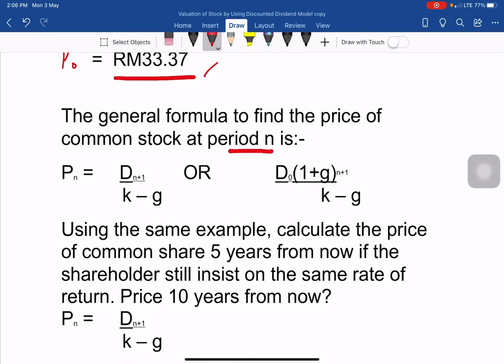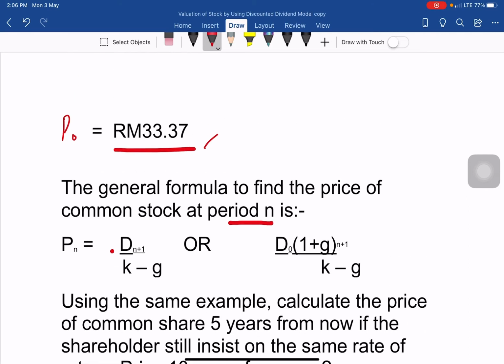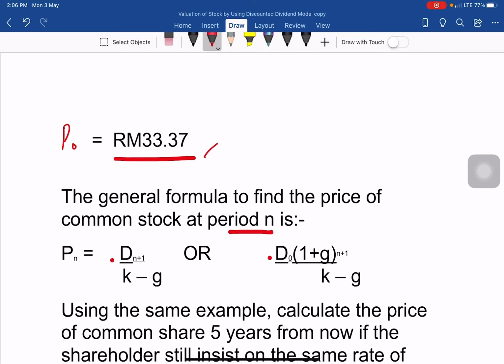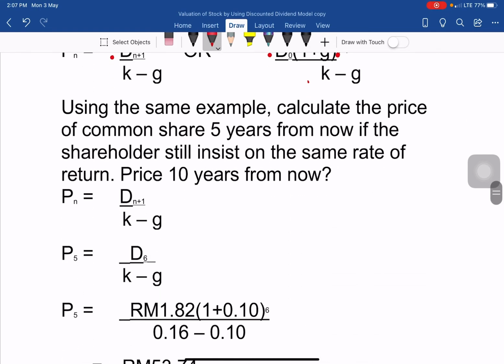Alright. Okay, so the general formula to find the price of common stock at period end, we want to find PN, is PN equals D N plus 1 over K minus G, or D0 times 1 plus G power of N plus 1, over K minus G. Okay, so now using the same example, calculate the price of common share 5 years from now if the shareholder still insists on the same rate of return.